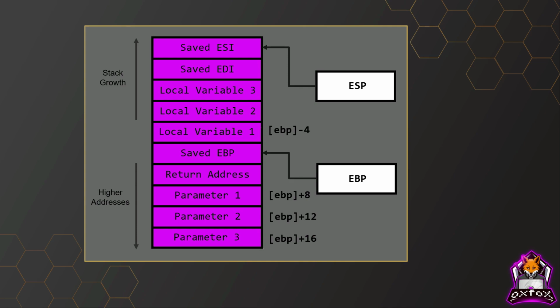Now the difference between parameters and variables is that variables will be stored after the function has begun. So these will be stored higher up the stack, but in lower address space. So in this example we can see here, it's shown as EBP minus 4. So higher up the stack, but in lower address space.